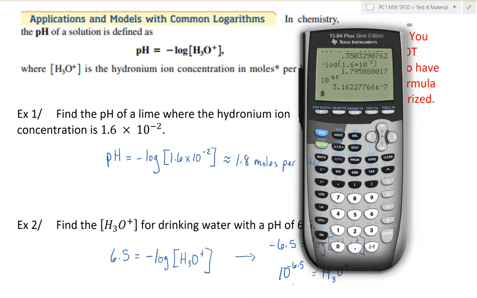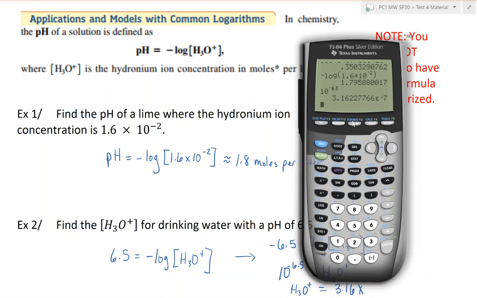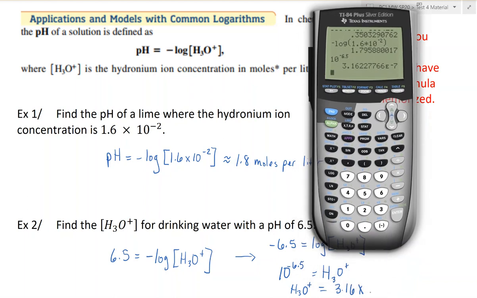So your hydronium ion concentration is equal to 3.16 times 10 to the negative 7. Make sure and read that correctly off of your calculator there.